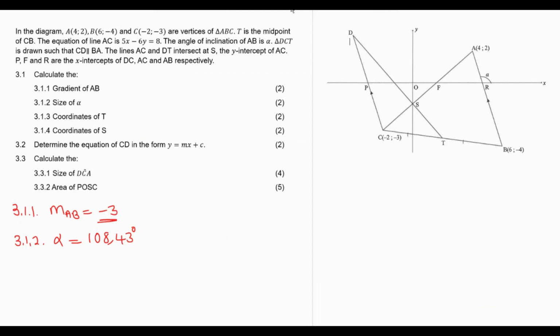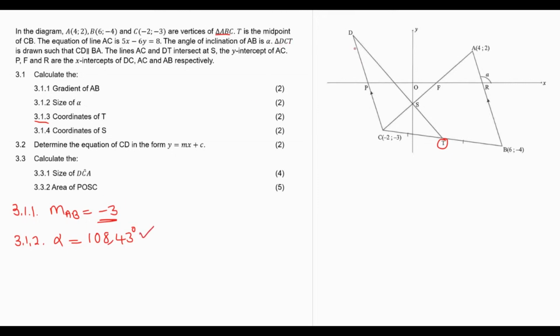Welcome back. Let's do question 313. In the diagram, A, B, and C are the vertices of triangle ABC. T is the midpoint of CB. The equation of the line AC is 5x minus 6y is equal to 8. The angle of inclination of AB is alpha. We managed to find the size of angle alpha in question 312.